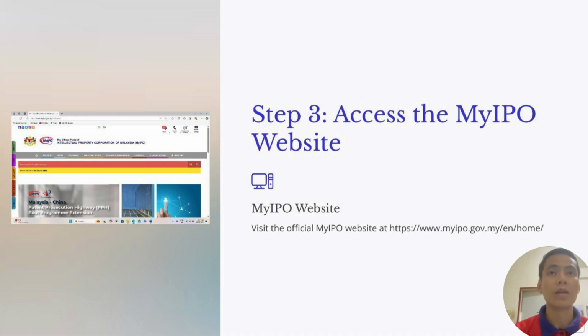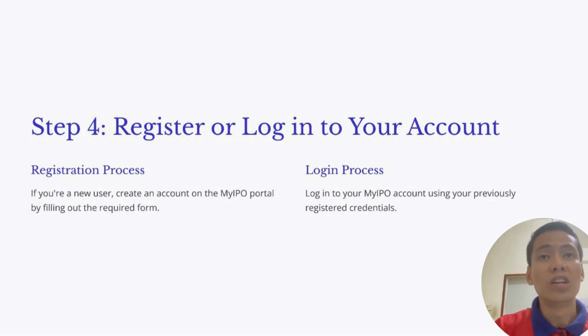Next, visit the MyIPO website. Individuals or parties who wish to register their property online should continue to visit the MyIPO official website at the following link like this. After that, register an account. If the registrant has not already registered, register a user account on the MyIPO portal by filling in the required registration form. This allows the registrant to access the online registration system. Before that, the registrant can choose the language.